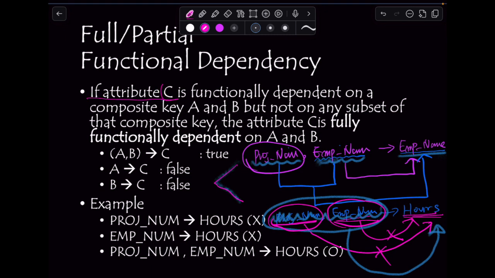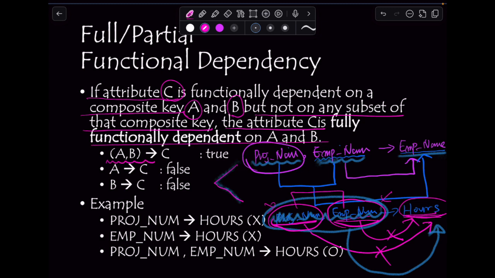If attribute C is functionally dependent on a composite key, meaning what? Project number and employee number. So in this case, A and B. A is project number, B is employee number, but not on any subset of that composite key. That means just the project number or just the employee number, we cannot determine hours. We need both of them, the complete composite key set, these two attributes, then we can determine these hours. Then this attribute C, hours, is fully functionally dependent on A and B.